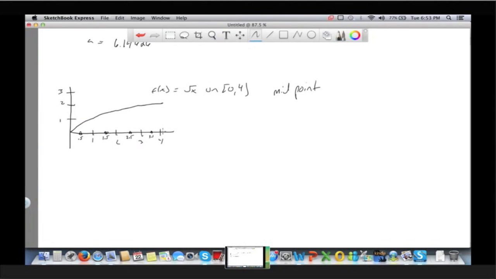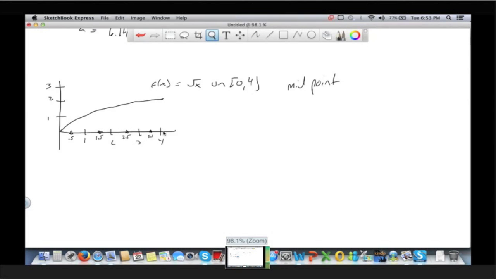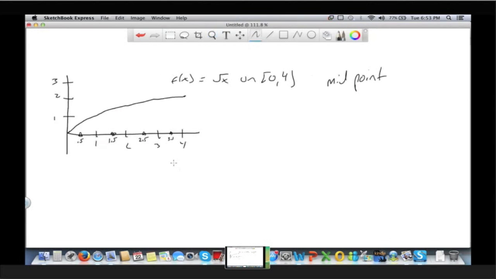I'm forgetting what exactly we do with the midpoint. Okay, well, let's see. We want to draw some rectangles. How many rectangles are we going to draw? 4. Good. So let's see. Show me what the width of the first rectangle will be. The first rectangle will be from where to where?